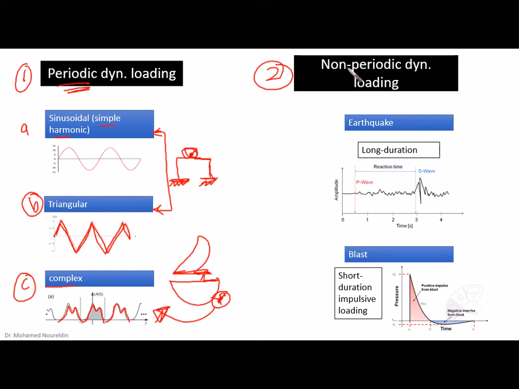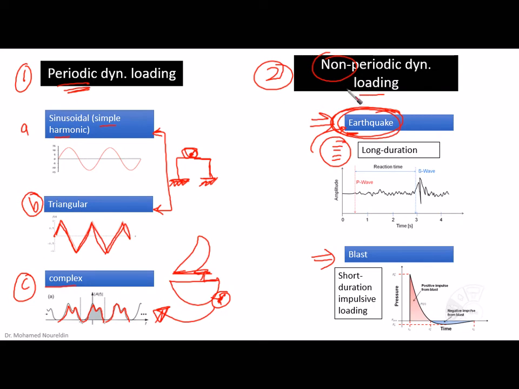Okay, other types, which is non-periodic dynamic loading. The most famous type of non-periodic dynamic loading is the earthquake, which is going to be one of the things that we are going to explain in detail in this class. We are going to talk about it in some detail, because there is an important relation between the earthquake excitations and the dynamic analysis. And then we are going to give some hints about how dynamic analysis can serve the earthquake in general.